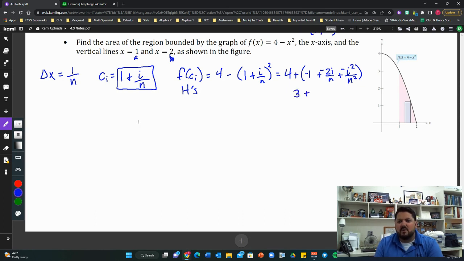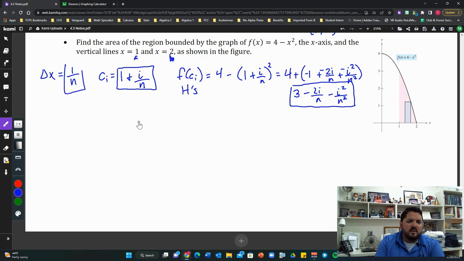So I really end up with the formula 3 minus 2i over n minus i squared over n squared. So that's our formula for our y values for the function. Again, if I pick a value of i, so which subinterval I'm looking at, this formula would determine the y value that that particular interval or rectangle would create. Okay, so there's my heights.